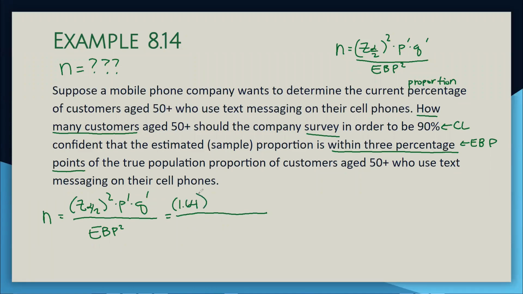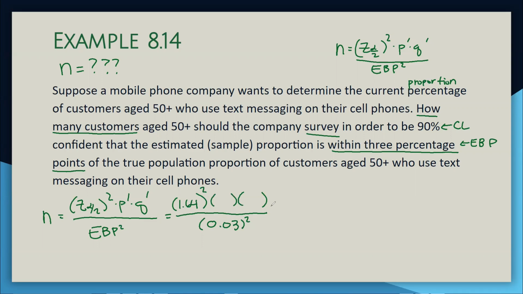And then on the bottom, I know that my error bound is 3 percentage points, which is 0.03. And then we run into an issue with P prime and Q prime, where you will notice that's not given to us in the problem, right? If we reread that, suppose a mobile phone company wants to determine the current percentage of customers who use text messaging on their phones. They give us a confidence level. They don't give us any other information.